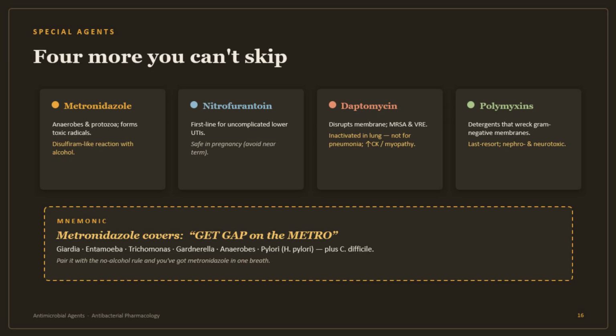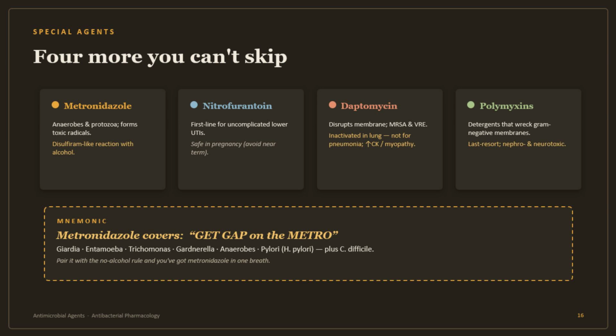Nitrofurantoin is first line for uncomplicated lower UTI, and it's safe in pregnancy, though you avoid it near term. Daptomycin disrupts the bacterial membrane and covers MRSA and VRE, but here's the classic trap. It gets inactivated by lung surfactant, so never use it for pneumonia, and watch for raised CK and myopathy.